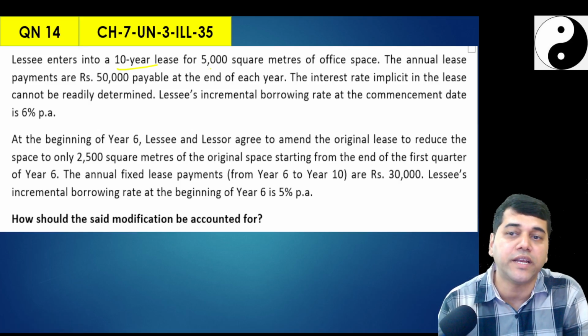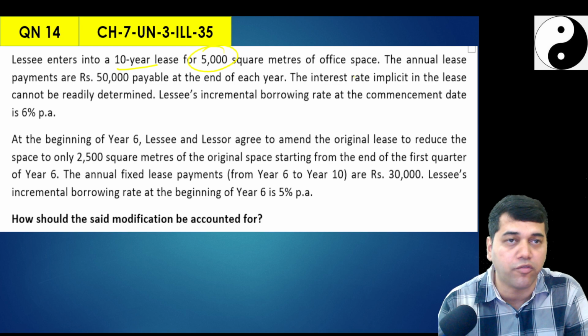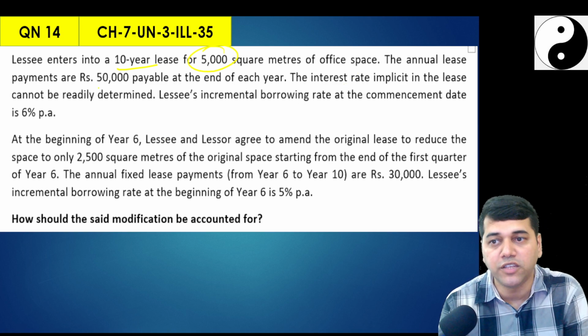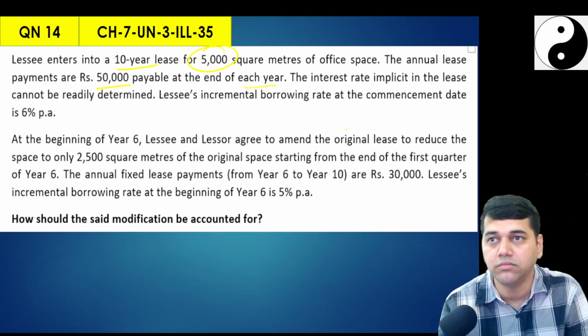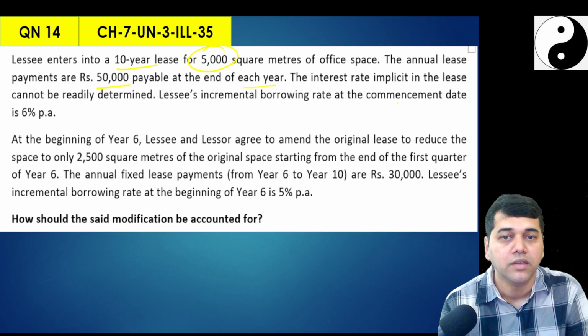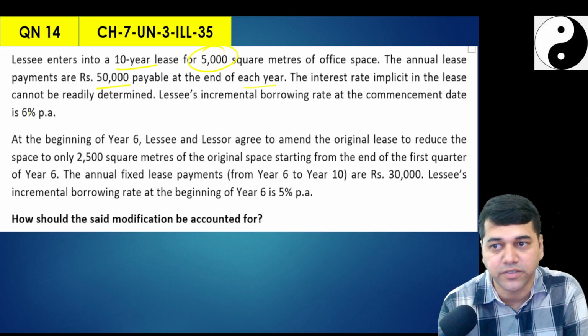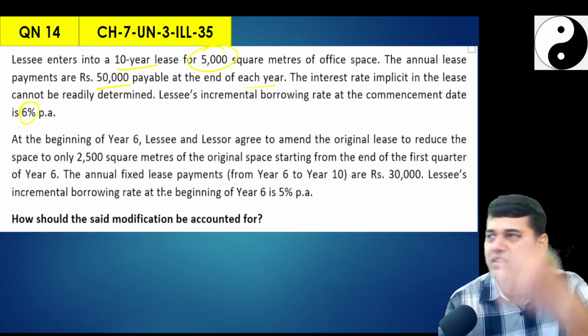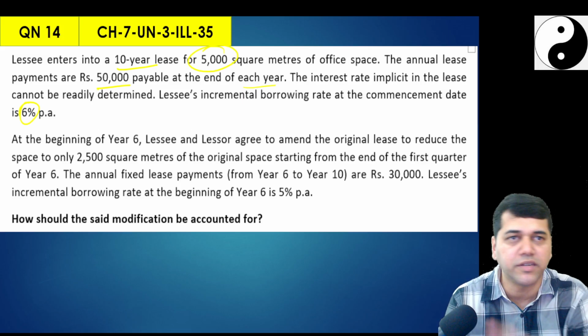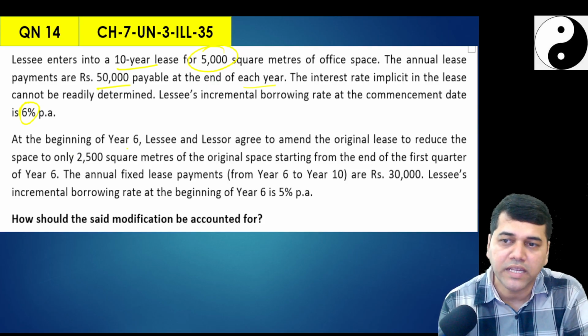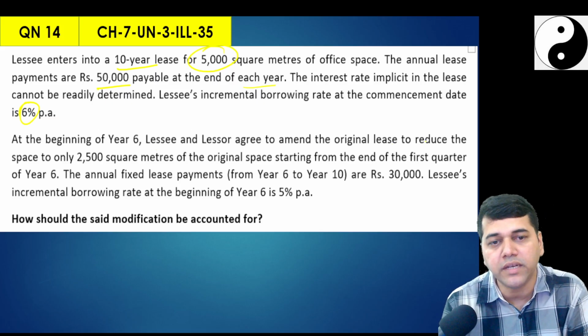Let's see, enter into a 10-year lease term for 5,000 square meters of office space. Annual rent is 50,000 payable at the end of every year. Very good. No headache. The interest rate is 6%. Then I would have started my journey with the 10-year, 50,000 into 10 years. Simply wasted time there. Now at the beginning of the 6th year, that means 5 years finished, you agreed to amend the lease to reduce the space to 2,500 only.